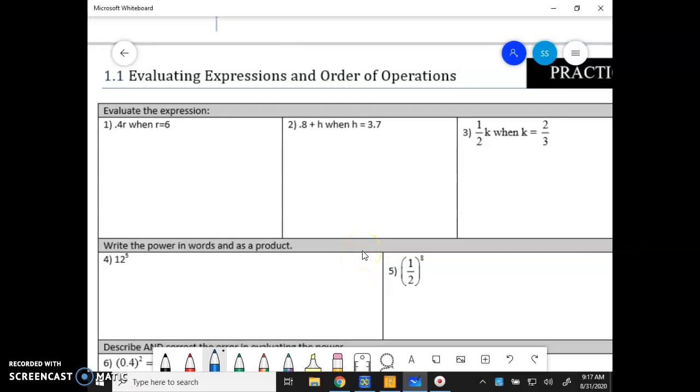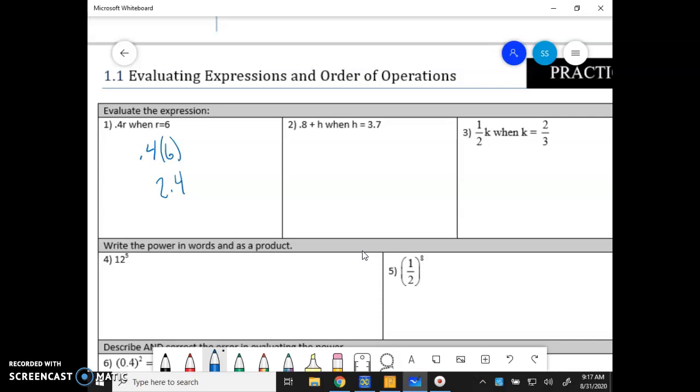All right, so this is evaluating the expression. So basically we just need to plug in the number for the variable and go ahead and solve. So for number one, this is 0.4 times r, but r is 6. We just plug in 6 and then we solve. And remember, anytime there's no symbol in between, that just means multiply. So this is 0.4 times 6, so that's 2.4.